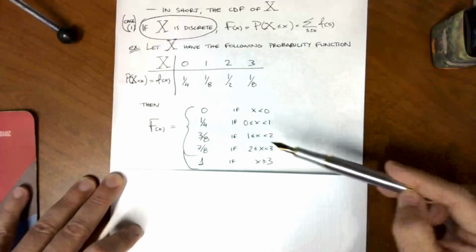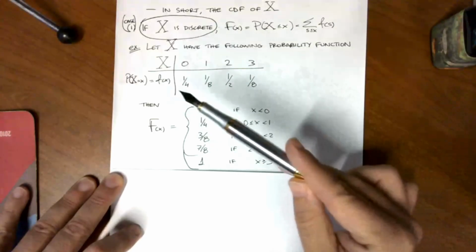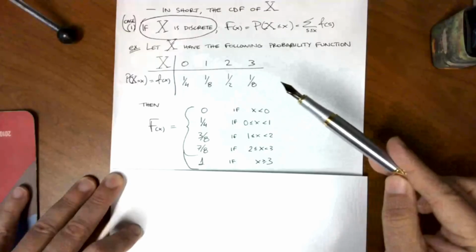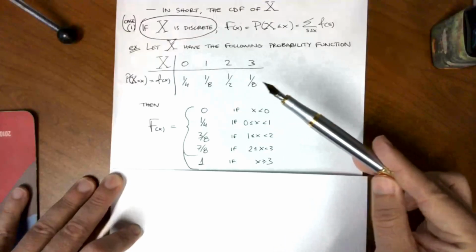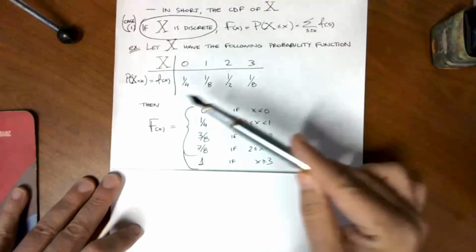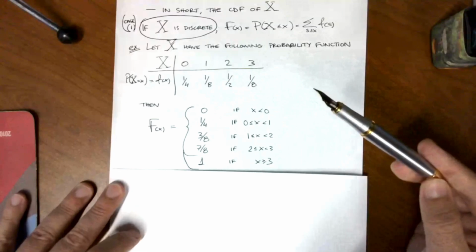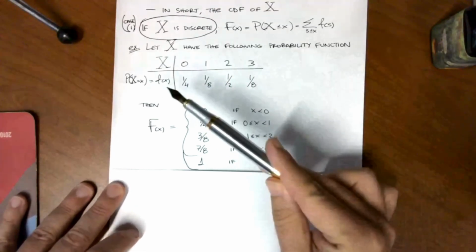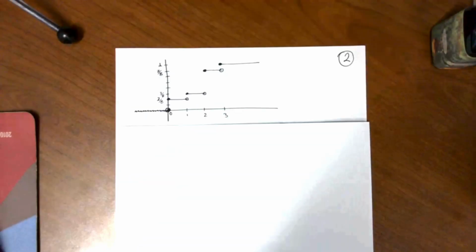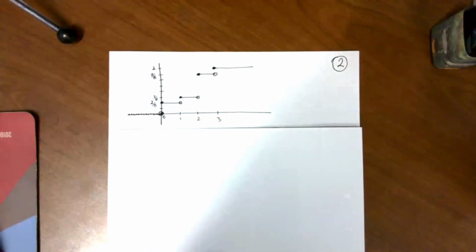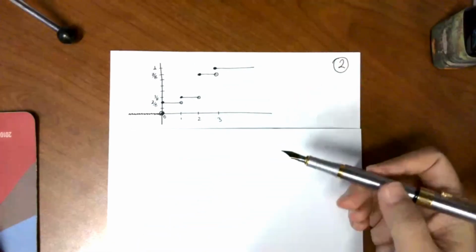And eventually, once you hit 3, you have summed up all of these probabilities, and we know by definition that the sum of these is going to be equal to 1, because that's the property of your lowercase f of x. So this functional form, the capital F of x, can be represented as a step function.